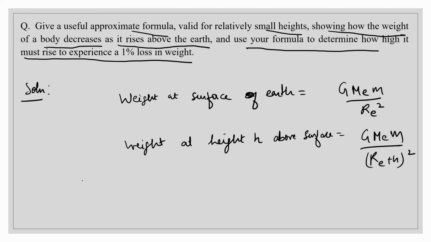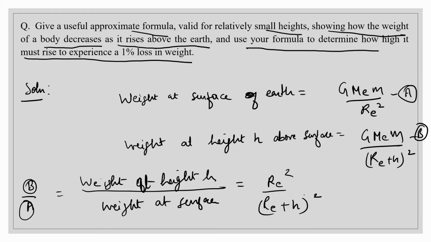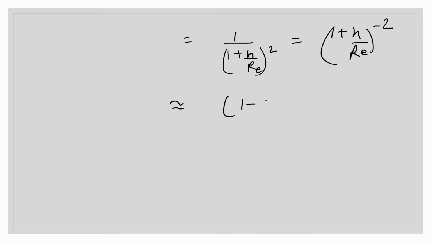Now if we take the ratio of both of these, I am writing this as equation number A, and this as equation number B. Now I am doing equation B by equation A. So this is weight at height h divided by weight at surface, and I will get the ratio as this. Now what we want to do is find the approximate formula. So I can write this as 1 upon (1 plus h by R_E) whole square, which is equal to (1 plus h by R_E) to the power minus 2. Now if we approximate this with the help of the binomial theorem, we will get this.